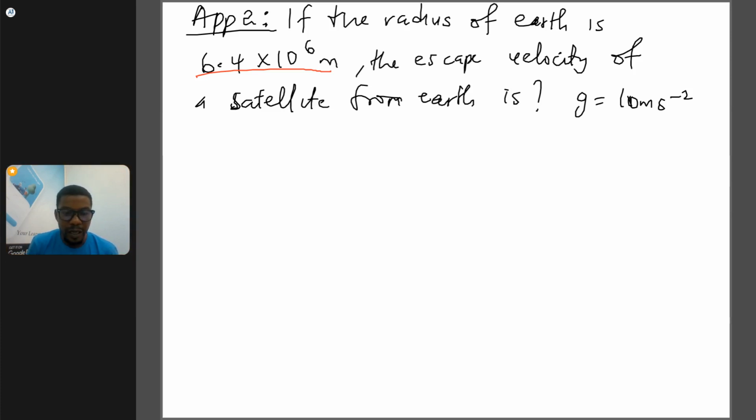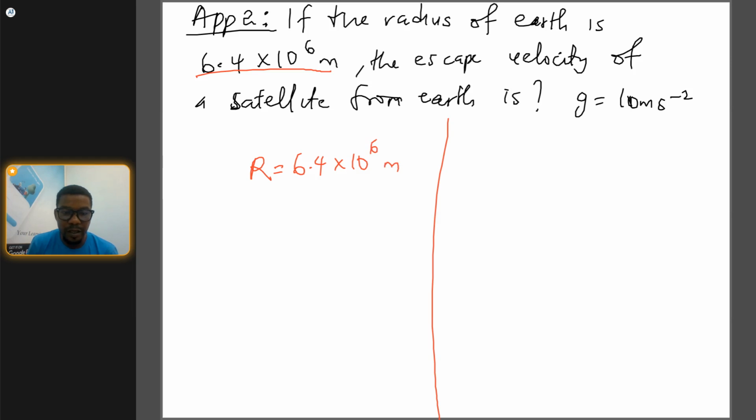So we have R, the radius of the Earth, which is 6.4 times 10 raised to power 6 meter. All right. And we are given g to be 10 meter per second square. And we are asked to find the escape velocity. So what is the formula of escape velocity?